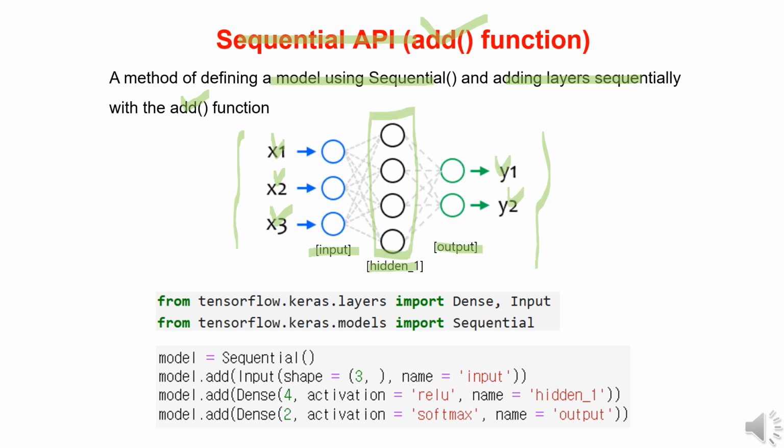To implement this with the add function method, you first import the Keras library and then use add to create the input layer named input, the hidden layer named hidden one, and the output layer named output. Here, the number 3 represents the number of input values, 4 represents the number of nodes in the hidden layer, and 2 represents the number of output values. This is how you can easily construct a simple neural network.